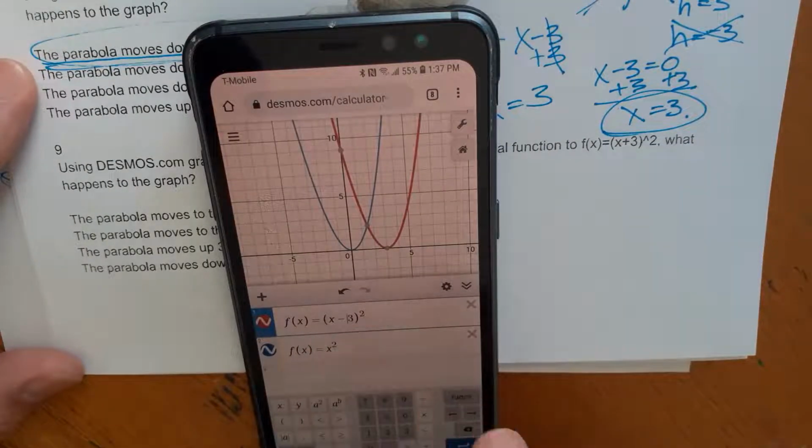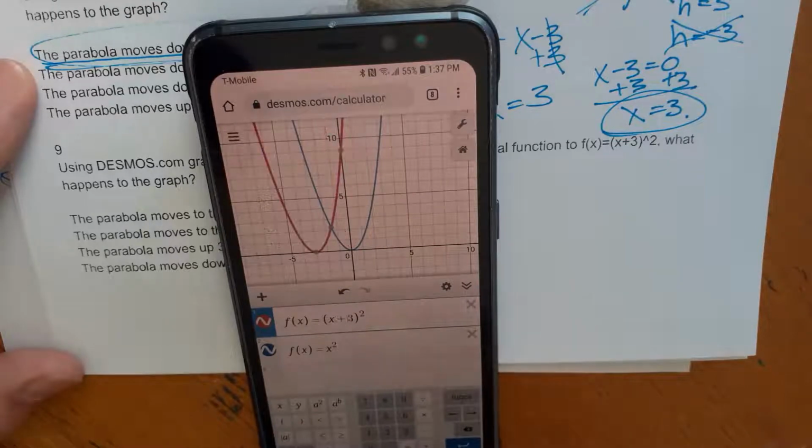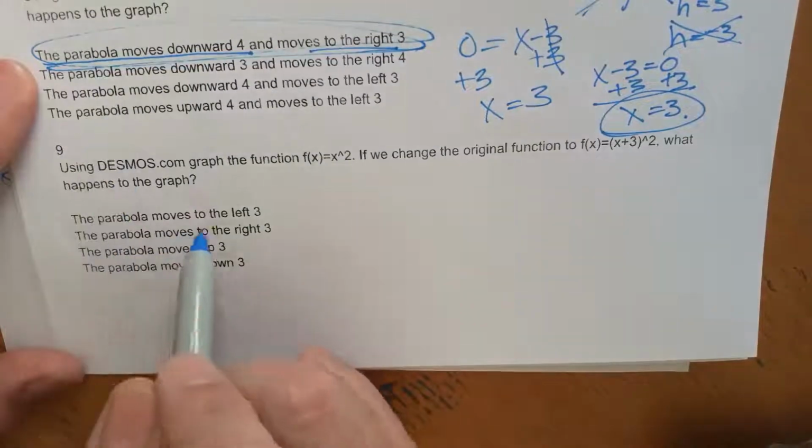In fact, let's do this one right here. Back, plus. There we go. See how it moved to the left 3? Oh, the parabola moves to the left 3.